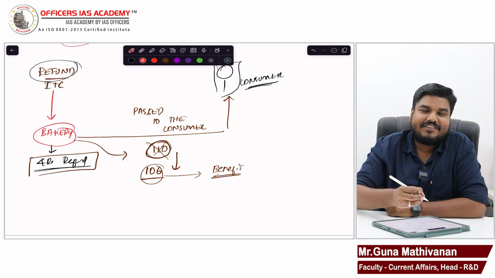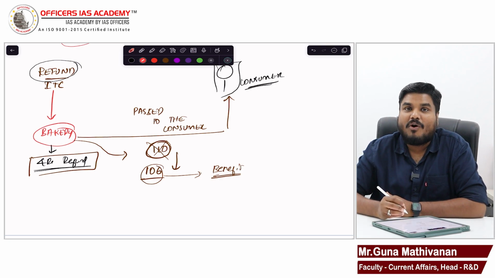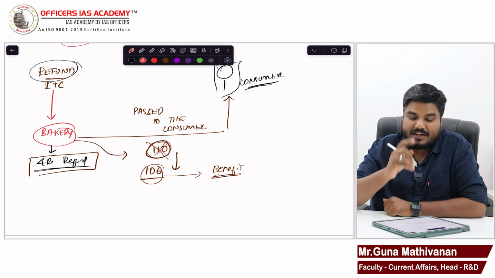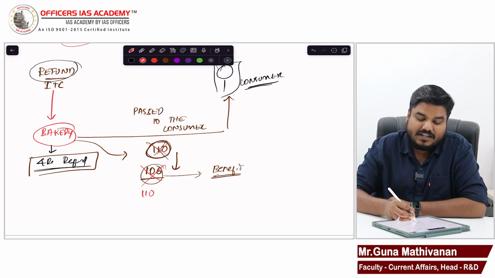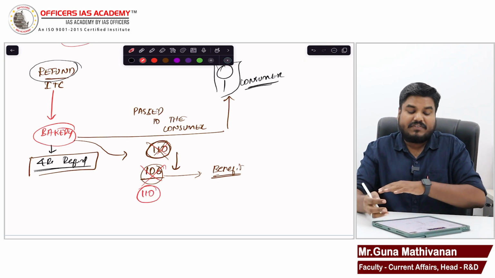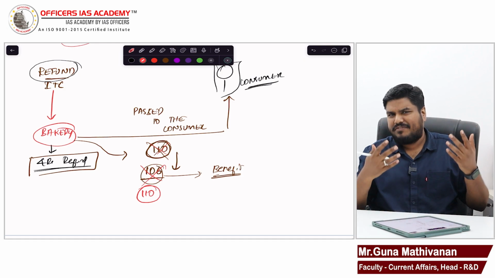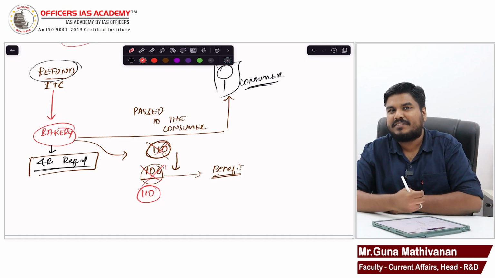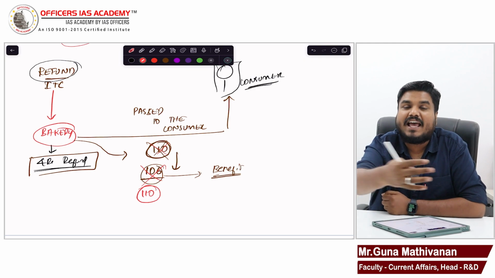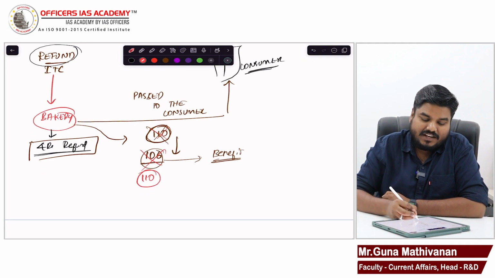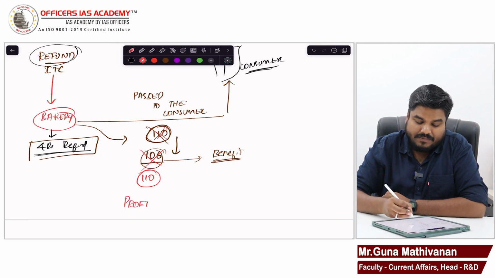Now I understand. You might ask a question, sir, what if the bakery is not reducing the price? If they still sell it for 110 only, because the refund goes to the bakery. What if the bakery is hijacking all the benefits? That is called profiteering. If the bakery is not passing on the benefit, that is called profiteering.